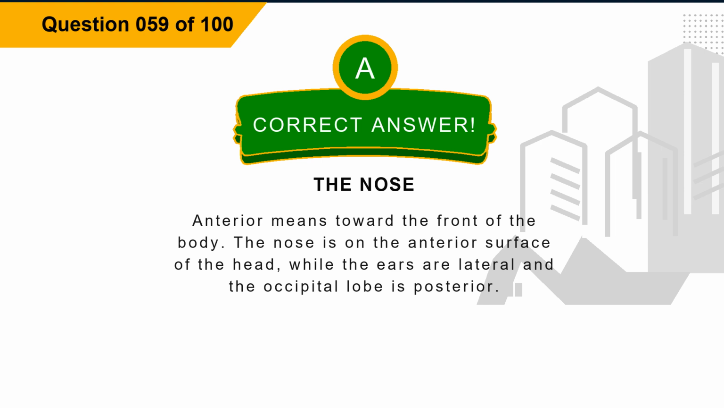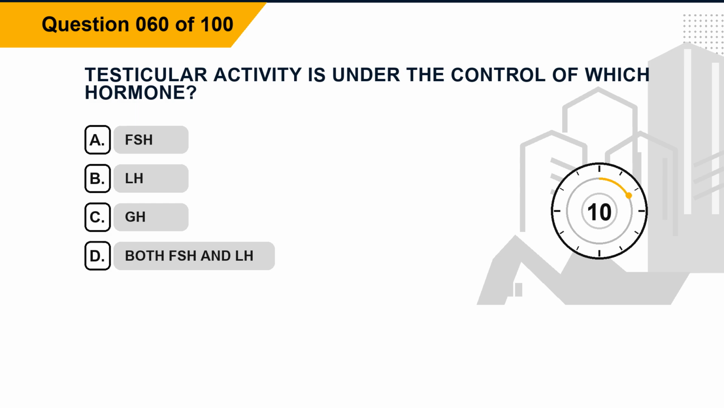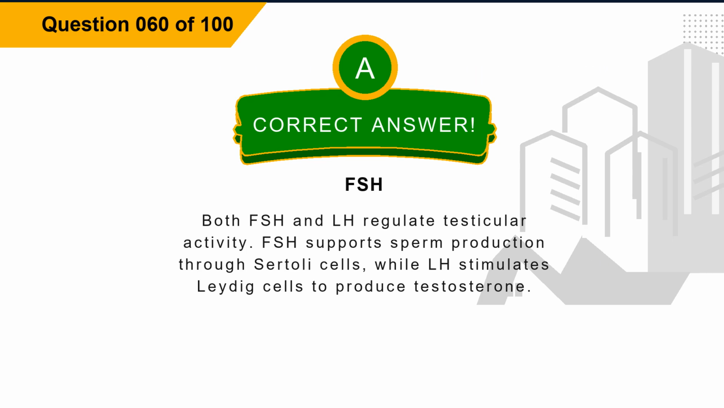posterior. Question 60. Testicular activity is under the control of which hormone? Option A, FSH. Option B, LH. Option C, GH. Option D, both FSH and LH. The correct answer is option A, FSH. Explanation. Both FSH and LH regulate testicular activity. FSH supports sperm production through Sertoli cells, while LH stimulates Leydig cells to produce testosterone.